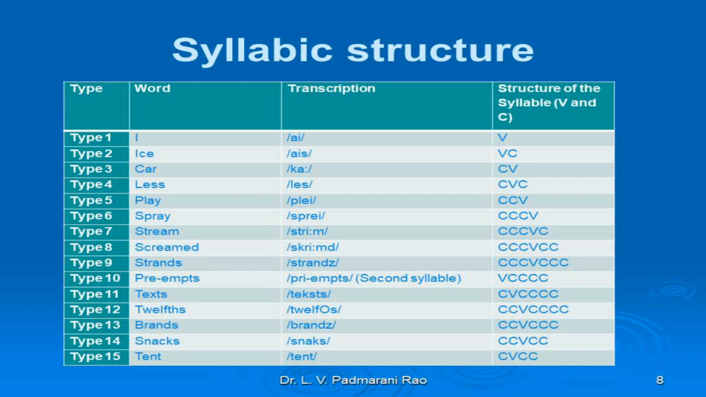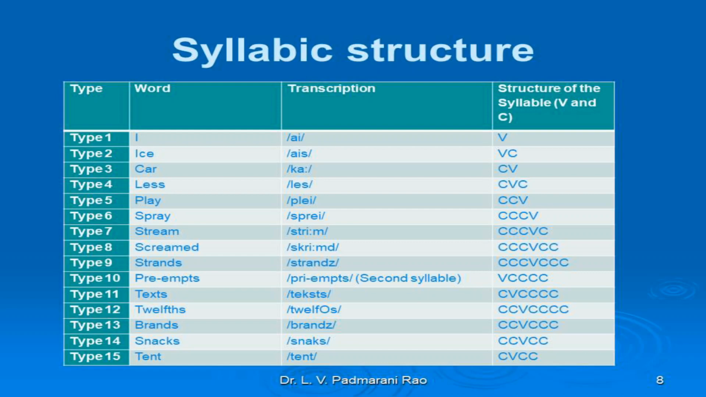Look at the word play. P sound, L sound and A sound. P and L are consonants while A is a vowel. So it has the structure of CCV. Look at the sixth example, spray. It has the consonantal sounds of s, p, r. Three consonant sounds are there, followed by a vowel sound. So it has the syllabic structure of CCCV, C being consonant, V being vowel.